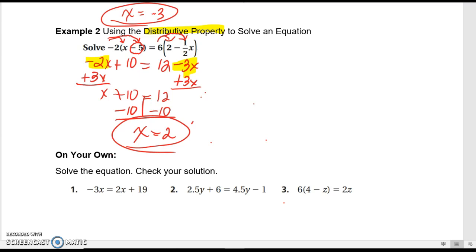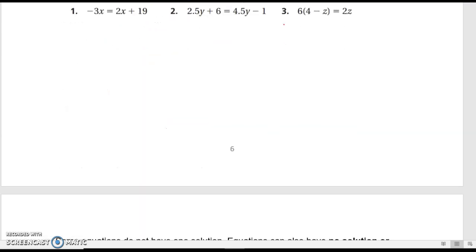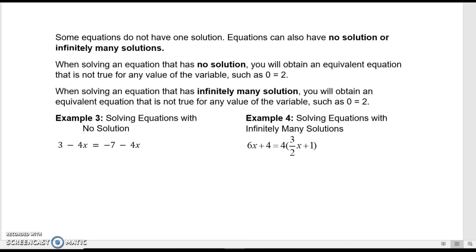I'm going to go ahead and keep moving and look at our next section. So this is where we look at equations that don't have one solution. These kinds of equations either have no solution or infinitely many solutions. This might be new material for you that you have not seen before. So it says when solving an equation that has no solution, you're going to end up with an equation that is not true, such as 0 equals 2.